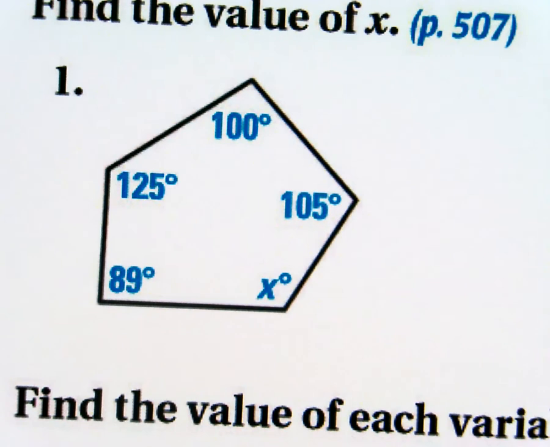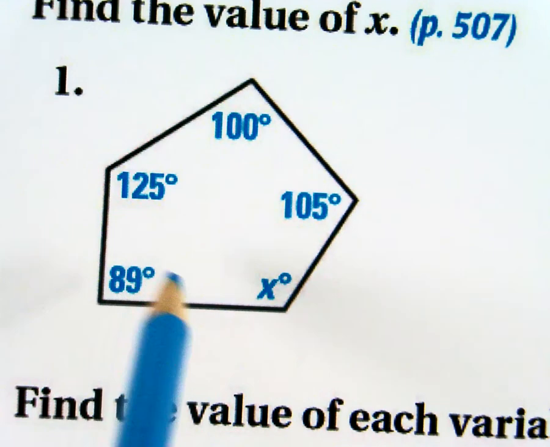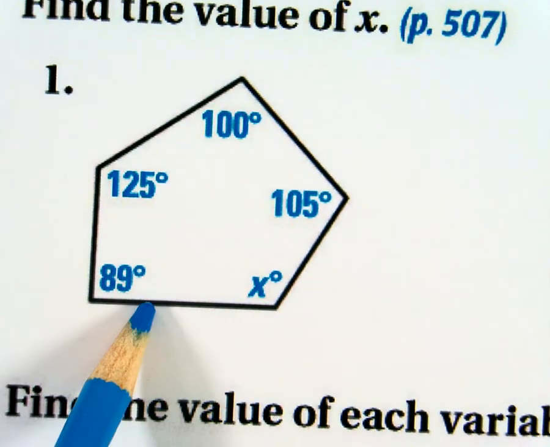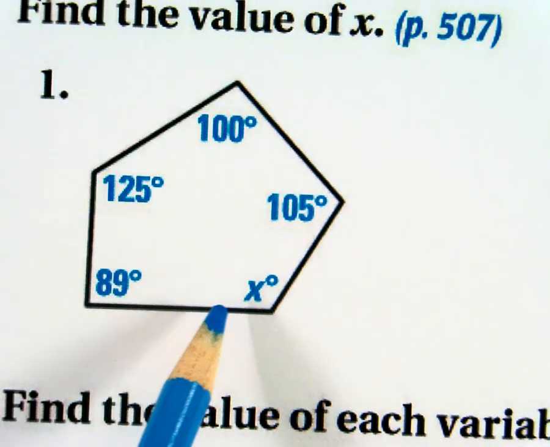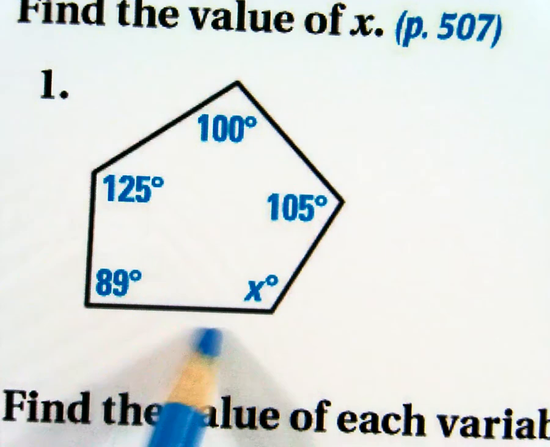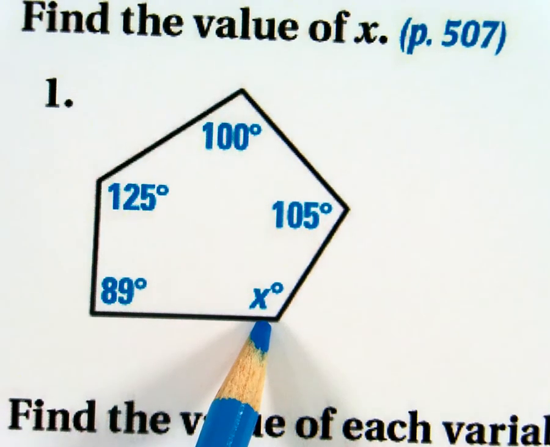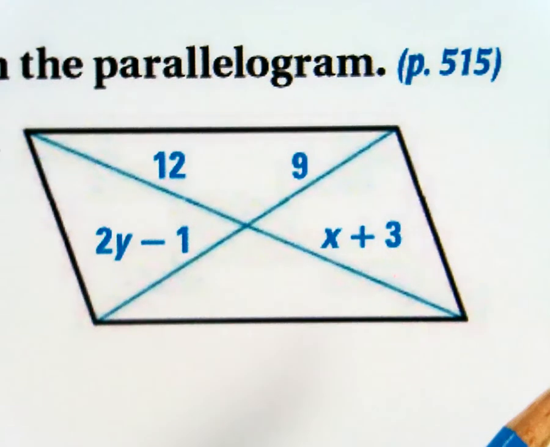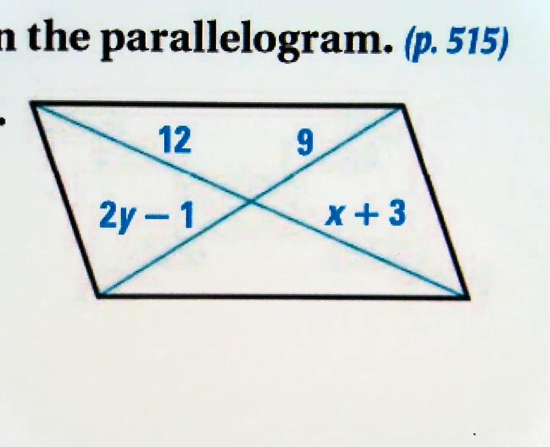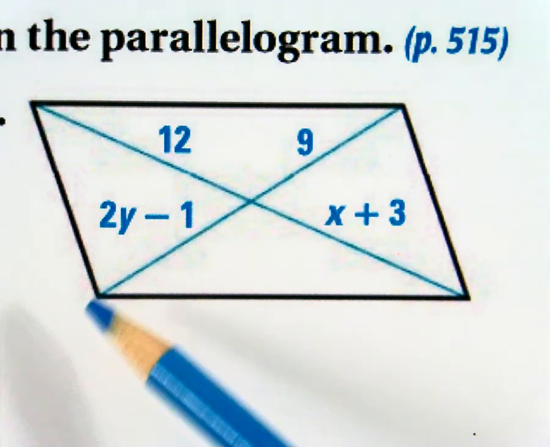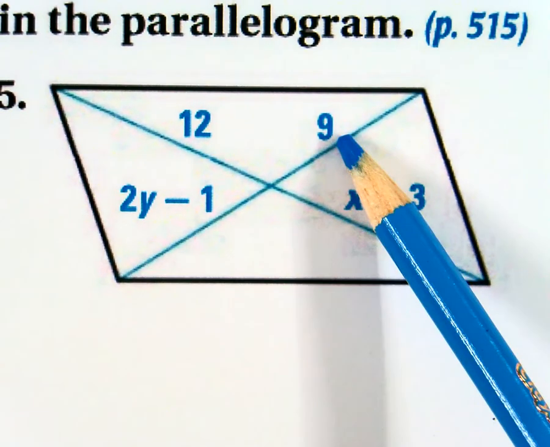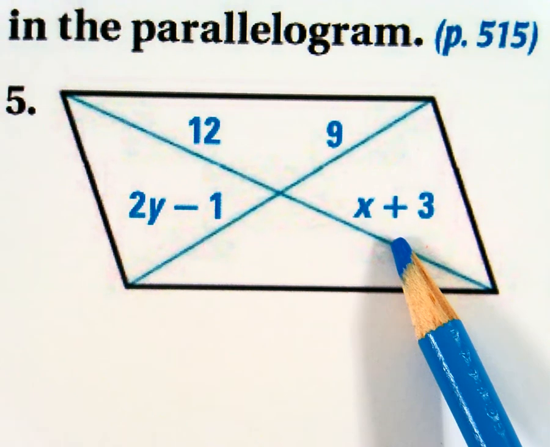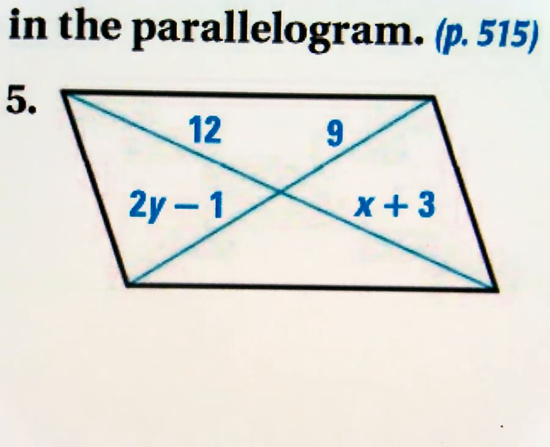On your exercises today, you figured out how to find the interior angles. So using that lesson from last time, you'll know that the total is 540. Add them all up, see what's left over for the x. The diagonals are bisected, so 2y minus 1 will equal 9. 12 will equal x plus 3. Second week of algebra to figure out what that's going to be.